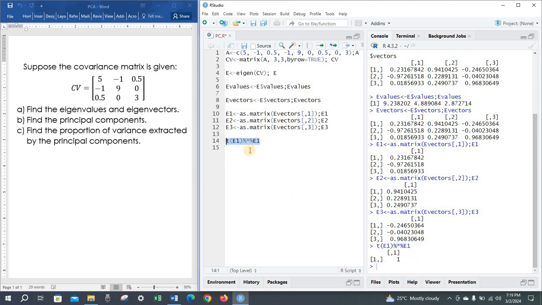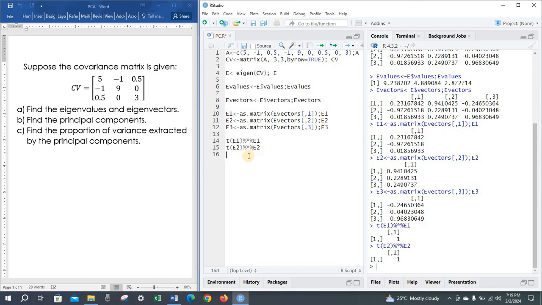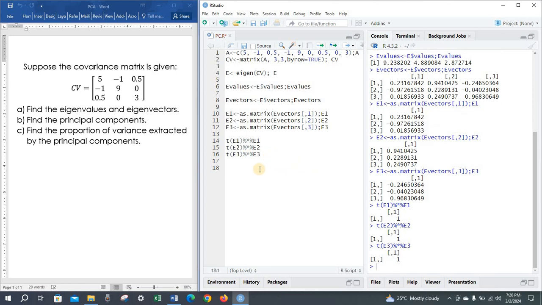You can test for the next 2 vectors also. It is 1. Also it is 1. So as the eigenvectors are normalized, you don't need to normalize them again. If they were raw eigenvectors, you would have to normalize them. These are the required eigenvectors to find the principal components.